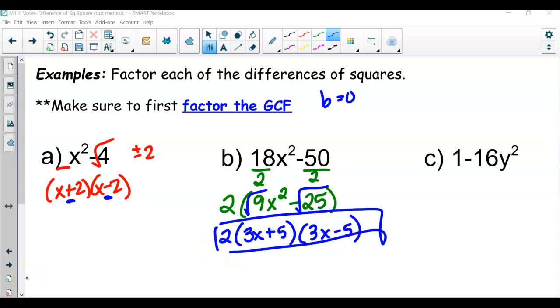Then the last one, notice it's just reversed, but it's all the same. So in the end, when we're writing out our difference of squares, we always have our plus and our minus here. So here, square root of 1 is just 1. But then the square root of 16 is 4. So here we have 1 plus 4y, and 1 minus 4y.